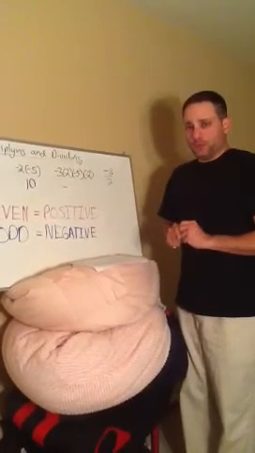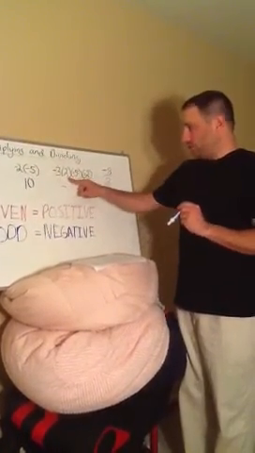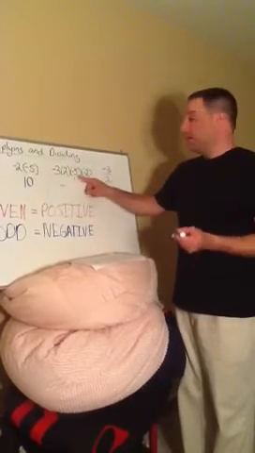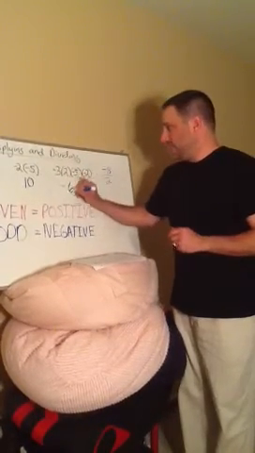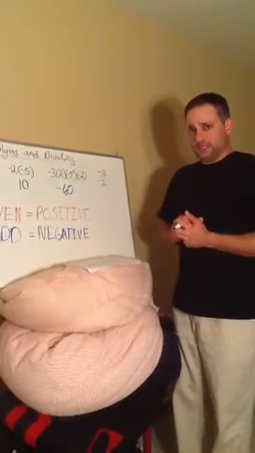Then I go through and do the multiplication. So 3 times 2 is 6. 6 times 5 is 30. 30 times 2 is 60. Final answer there is negative 60.